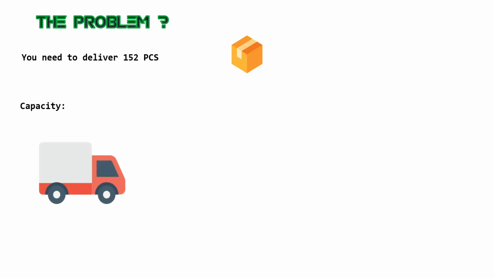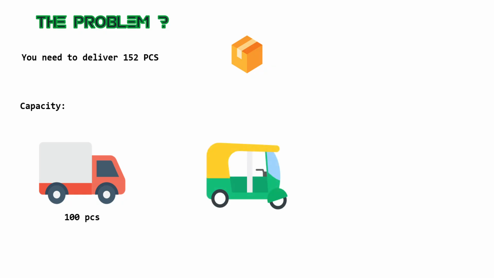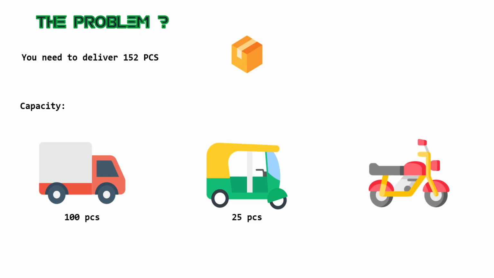So we have three types of vehicles, and the number of types of vehicles, I'm gonna make them dynamic, of course. We have a delivery truck that can handle 100 pieces. So for this example we can basically use one delivery truck. We have what we call a tuk-tuk that can handle 25 pieces, and we have a motorcycle that can handle 5 pieces. So to solve that problem in Microsoft Excel, I'm going to use the so-called reduce function.